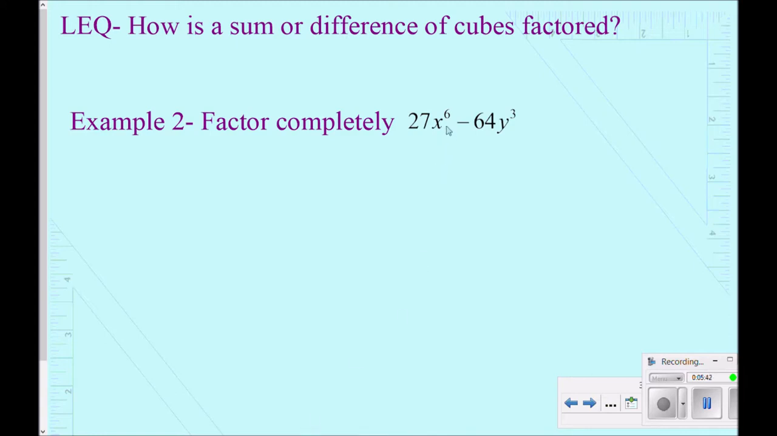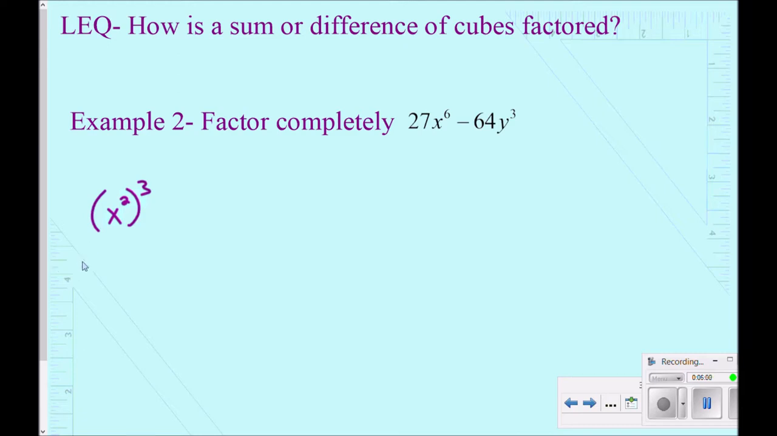So exponents 6 and 3. Well, 6 actually is not very telling because we could have x squared being cubed, which would indicate that we're talking about difference of cubes.